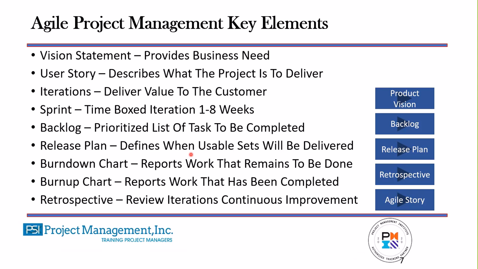Well, let's talk about Agile first of all. In Agile, I have what's called the product vision. The product vision or the vision statement provides the business need. I also have what we call a user story. That describes what the user, the customer, wants us to deliver. There might be many user stories affiliated with a project, an iteration even. An iteration is a period of time that we're going to be working on what we call the backlog. The backlog is the prioritized list of tasks that are to be completed.